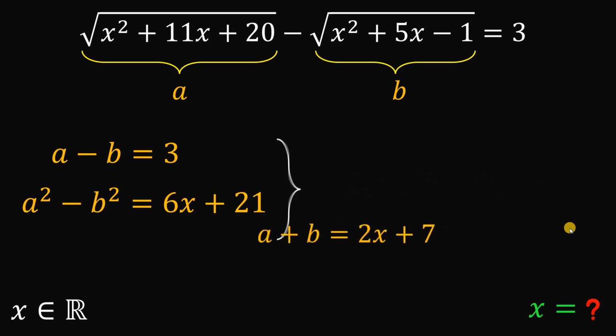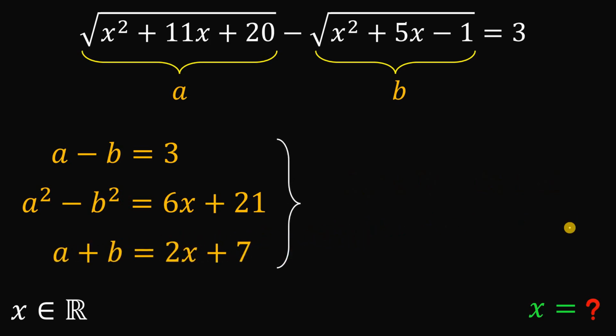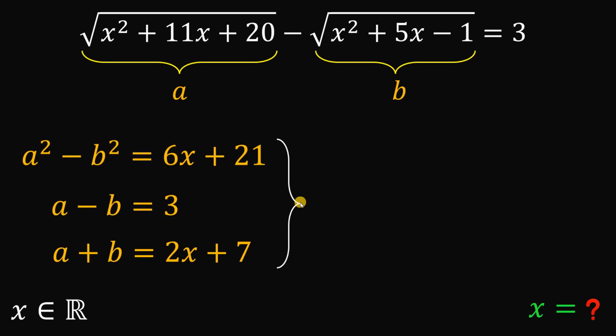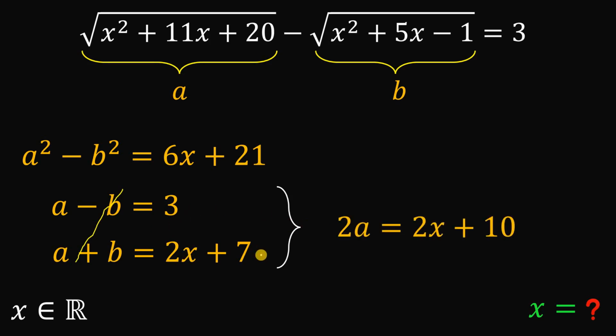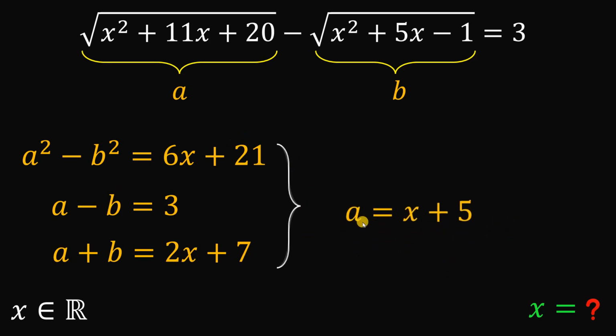Now, we have the third equation involving a and b. To finally solve for the value of a or b, let's use the first and the third equation. Notice, when we add these two equations, we cancel out b, because negative b plus b is just 0. So when we add these two equations, we have 2a equals 2x plus 10. Again, divide all of these terms by 2, and we have a equals x plus 5.